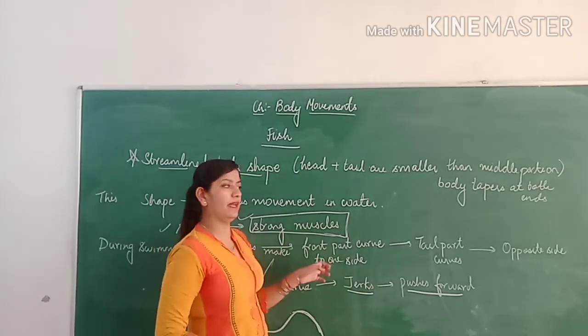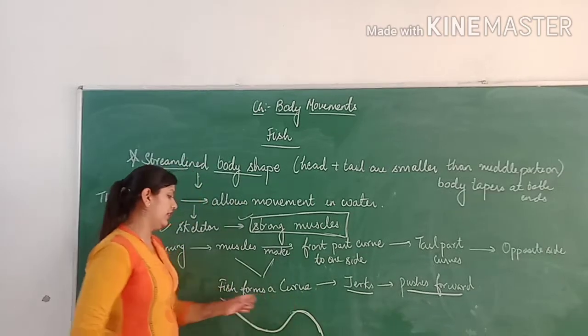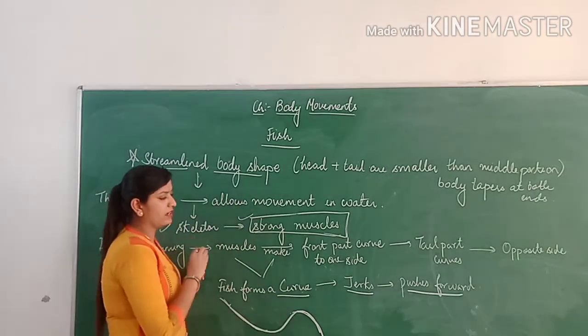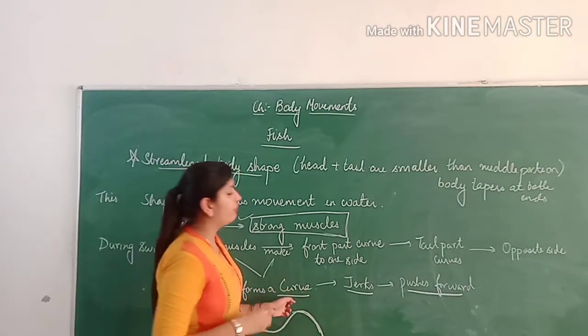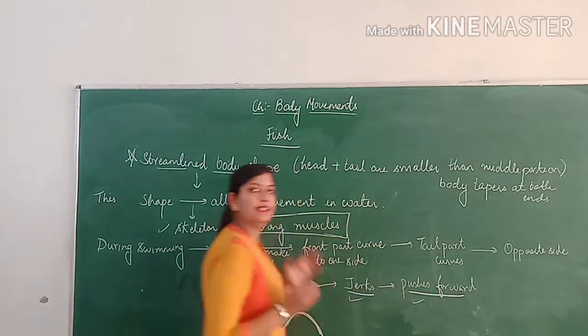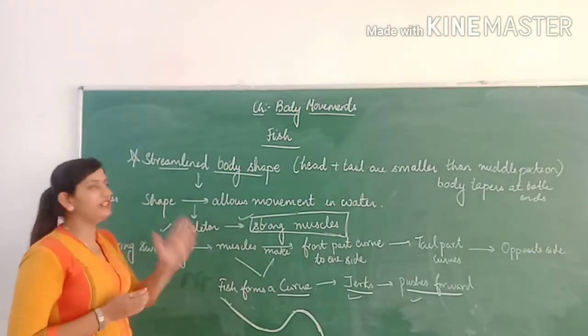When this happens, it actually forms a curve. See, this is how a fish forms a curve. Because of this curve, the fish gets a jerk and it helps to push it forward, and therefore this is the way how a fish moves.